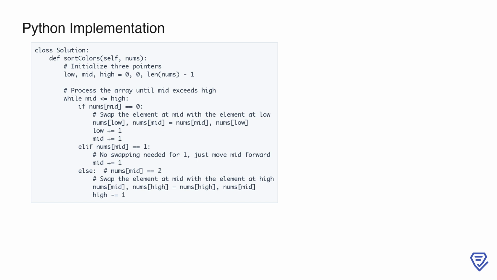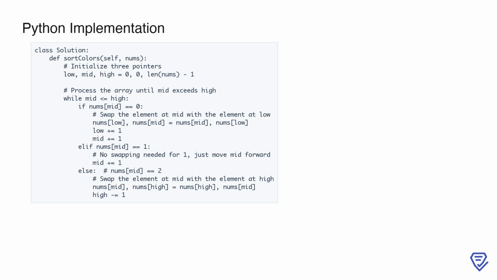Explanation. 1. Initialization. We define 3 pointers. Low starts at the beginning of the array and represents the boundary for the sorted zeros. Mid starts at the beginning and is used to traverse the array. High starts at the end and represents the boundary for the sorted twos. 2. Traversing the array. While mid is less than or equal to high, we process the element at index mid.